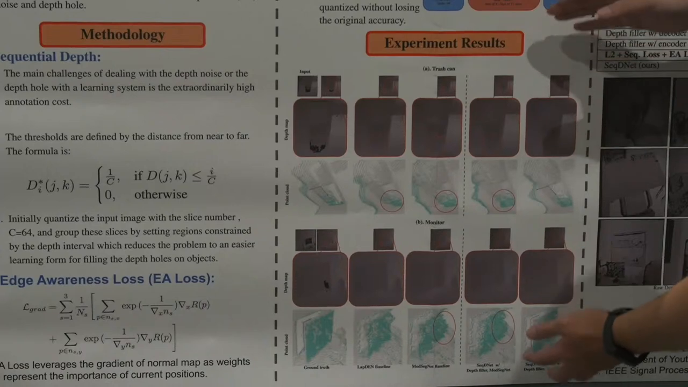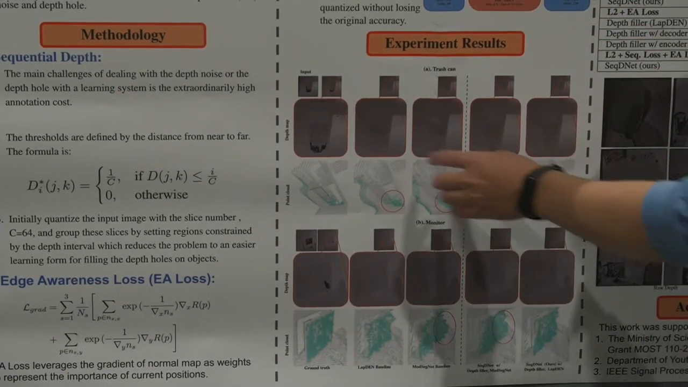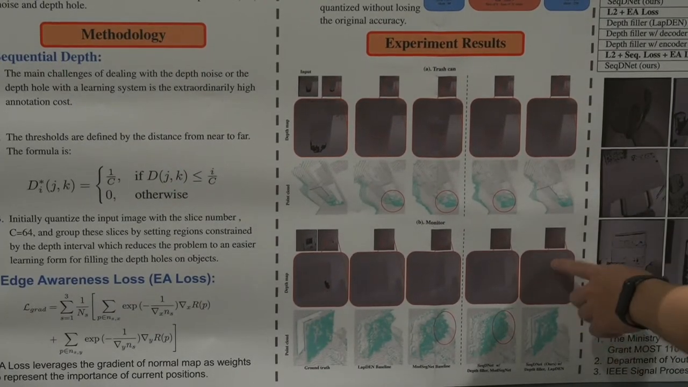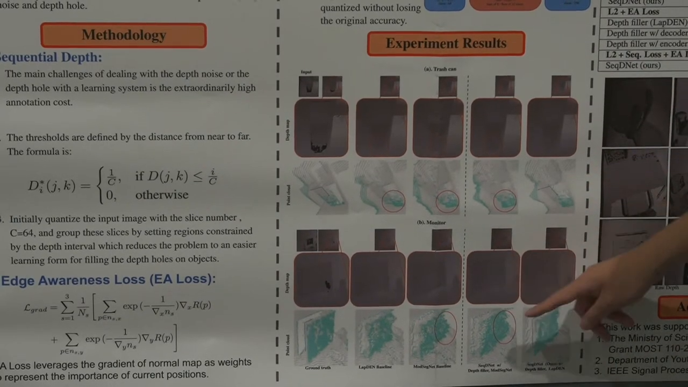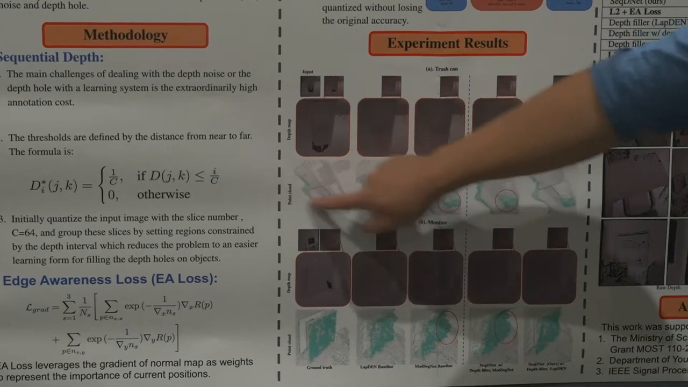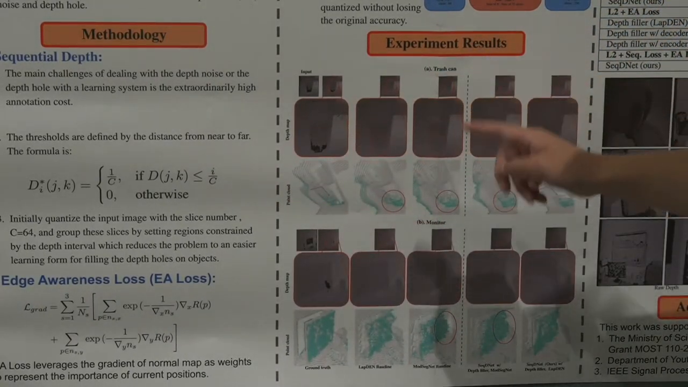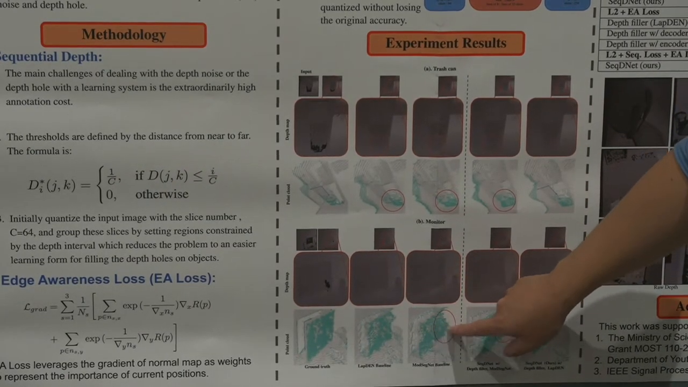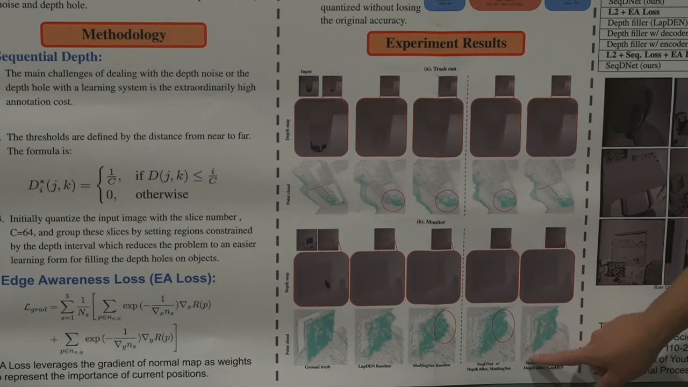So look at our result here. You can see our result is clearer than the original result, especially in the edge area. So the monitor result is smoother in the flat area. This is our point cloud result, transformed from the depth intensity. So you can see the noise is just like this, and the smoother, flatter result is just like this.